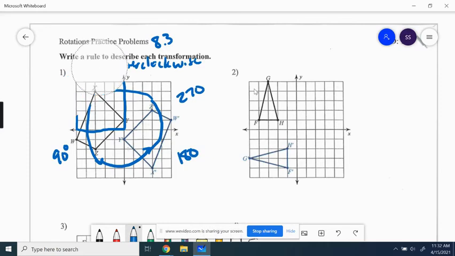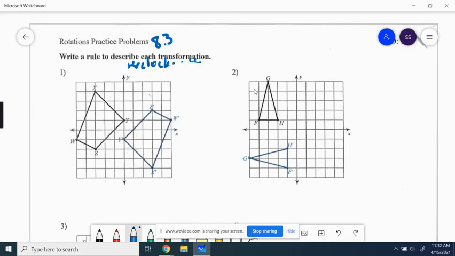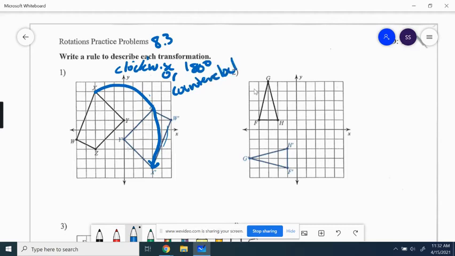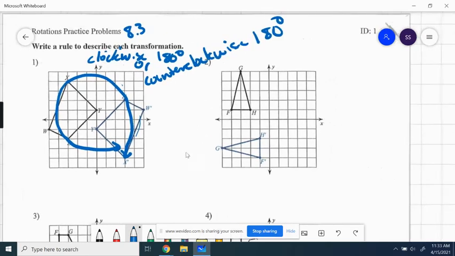So what are my 2 options for this here? To go from x to x prime, clockwise, this would be a 180-degree rotation, or a counterclockwise rotation of 180. Okay, so either answer is correct. All right, hopefully that made sense. We'll do another one of these.